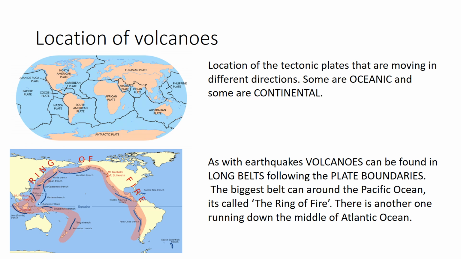From both our first and second lesson, we should be feeling fairly comfortable with the idea of tectonic plates, the oceanic crust, the continental crust, and this idea of boundaries. So as with earthquakes, volcanoes can be found in long belts following the plate boundaries. The biggest belt can be found around the Pacific Ocean and it's called the Ring of Fire. There is another one running down the middle of the Atlantic Ocean as well. Have a look at both of the maps and see if you can notice any patterns or similarities.